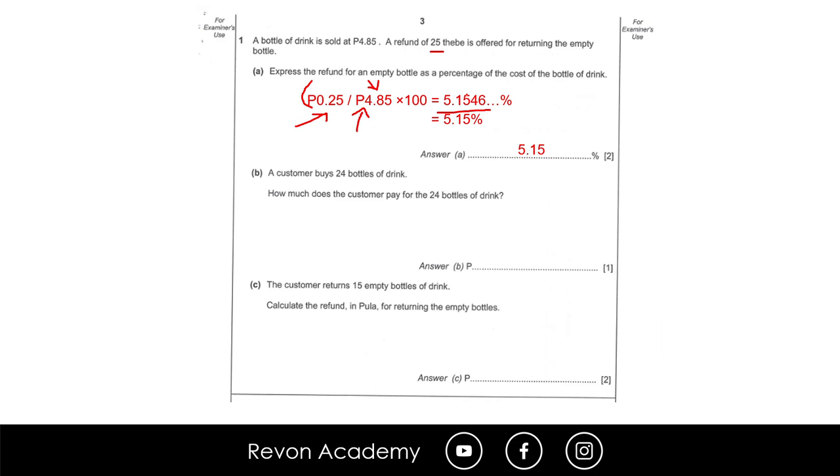Question B says, a customer buys 24 bottles of drink. How much does the customer pay for the 24 bottles of drink? You've been shopping before, so you know that you multiply the cost by the number. So 24 is the number of bottles they are buying, and the cost is 4 pula 85. Straightforward. You get your money. Always express your money in 2 decimal places like that. So the answer is 116 point.